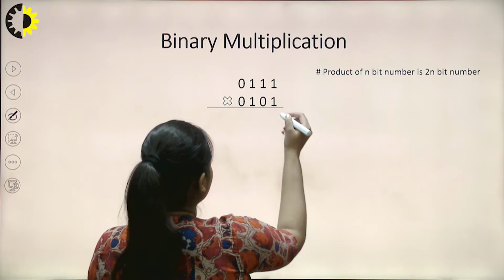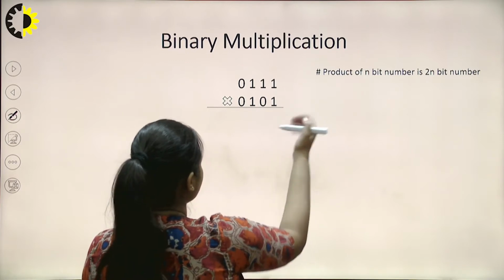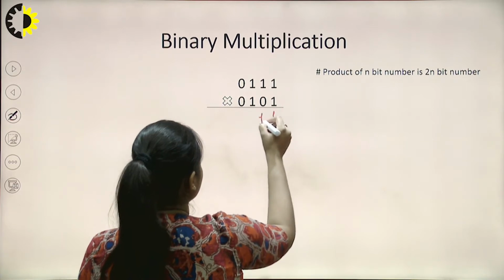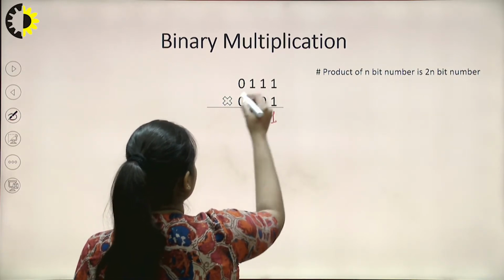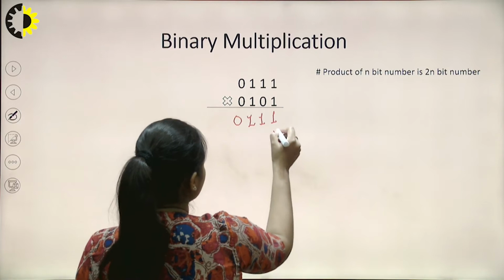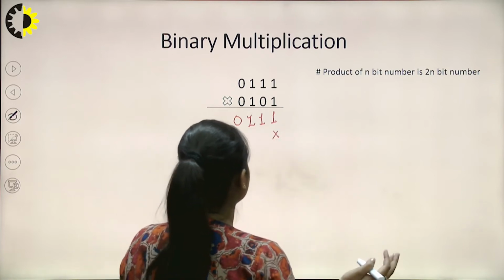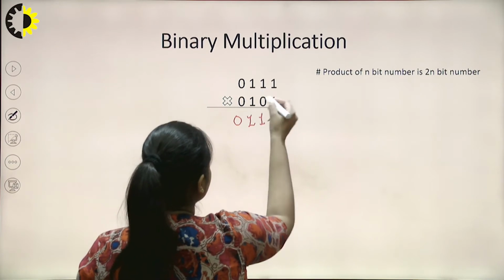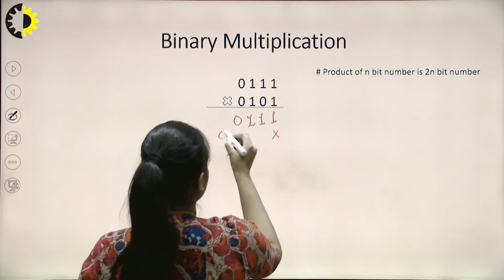Whenever we multiply any digit with 1, we will get the same output. Like 1 multiplied by 1 is 1, 1 multiplied by 1 is 1, 1 again and 0. This is the basic binary multiplication we do in decimals too. Here, whenever we multiply any digit with 0, the result would be 0.